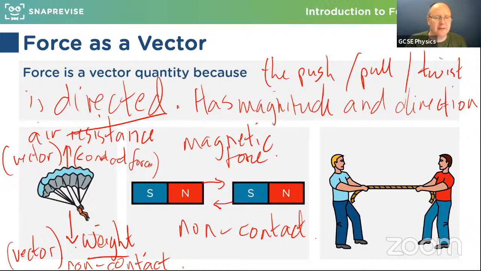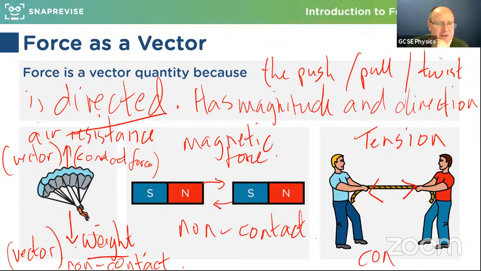And the last one, where we've got a tug of war, we've got two people pulling in opposite directions. We talked about names of various forces earlier. This is tension, and is that contact or non-contact? Tension, force and contact, Asiya. Thank you very much. Brilliant.